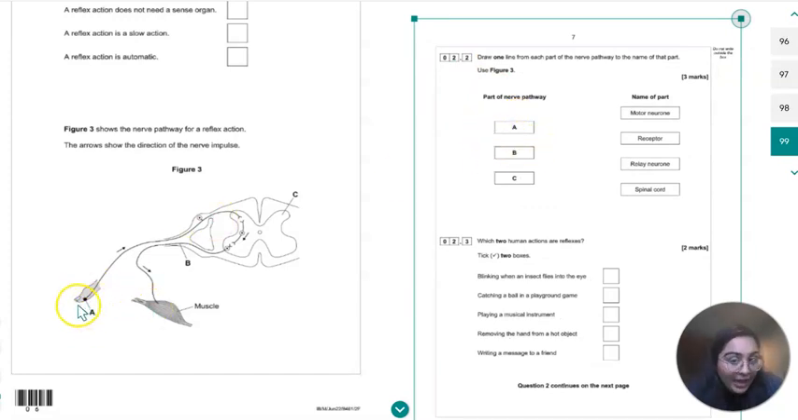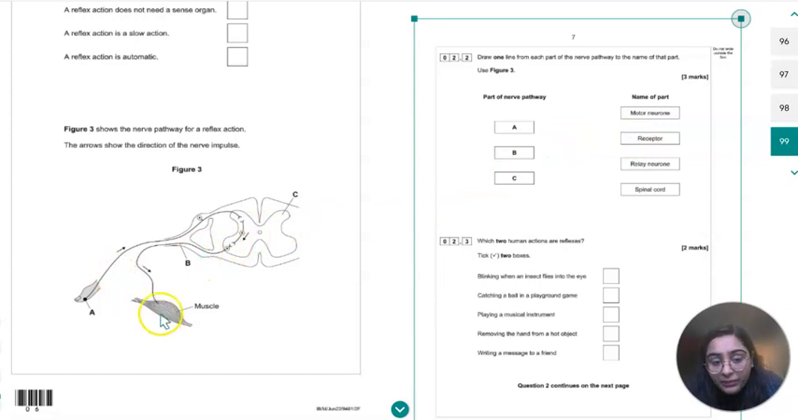So we're thinking about A. What do we think A is? So our options are a motor neuron. So is this responding to, is this movement? Is anything moving in part A? Not yet. Could it be a receptor? Is it detecting something? Is that where our reflex action is starting? And the answer is yes. So A is receptor.